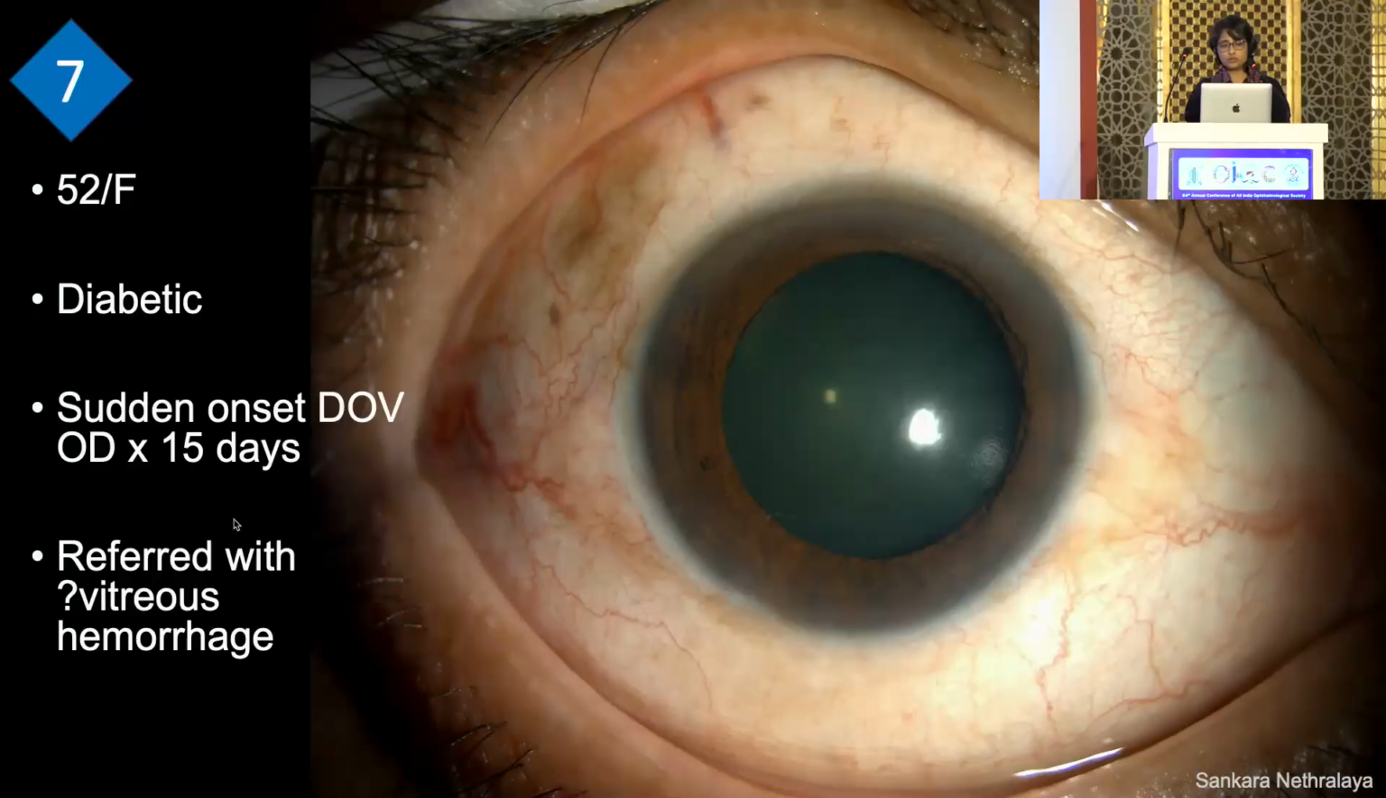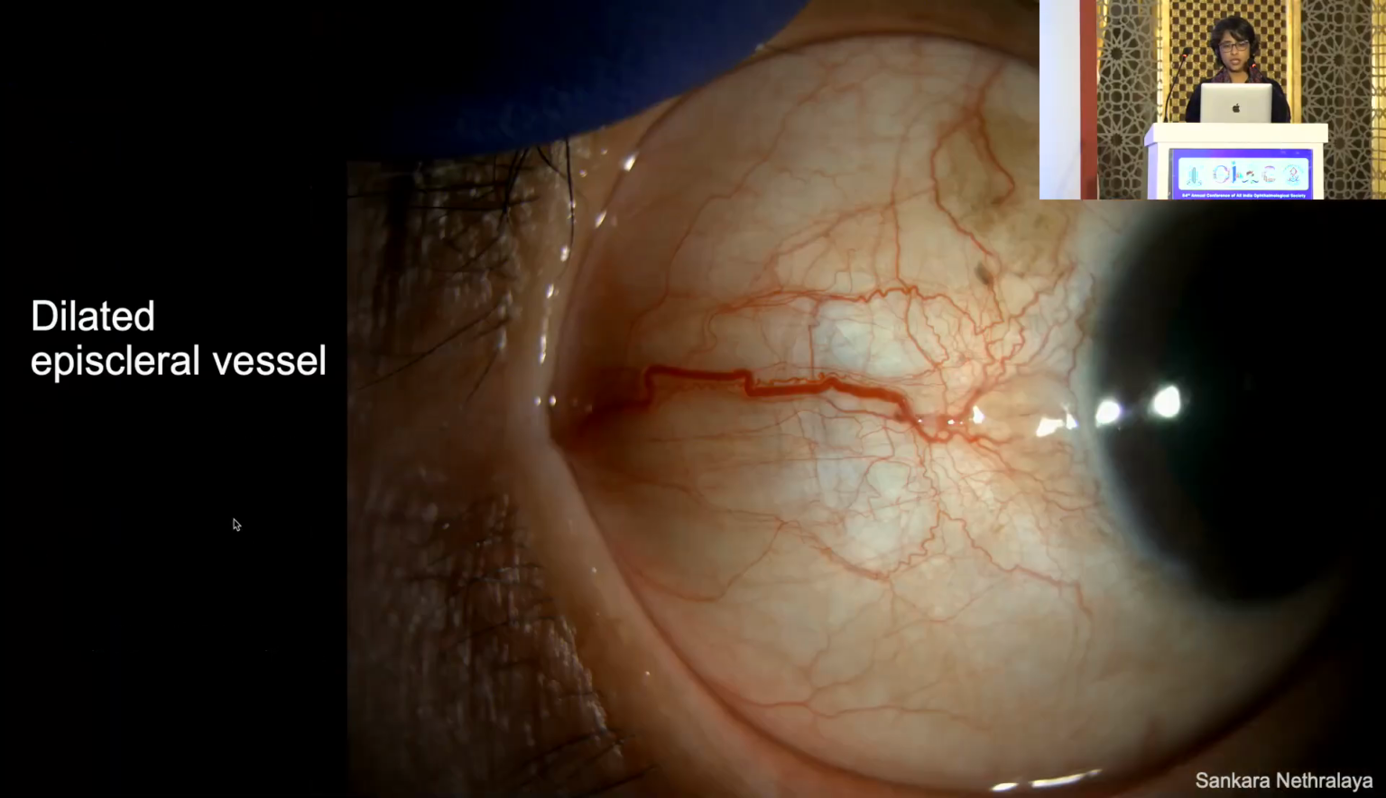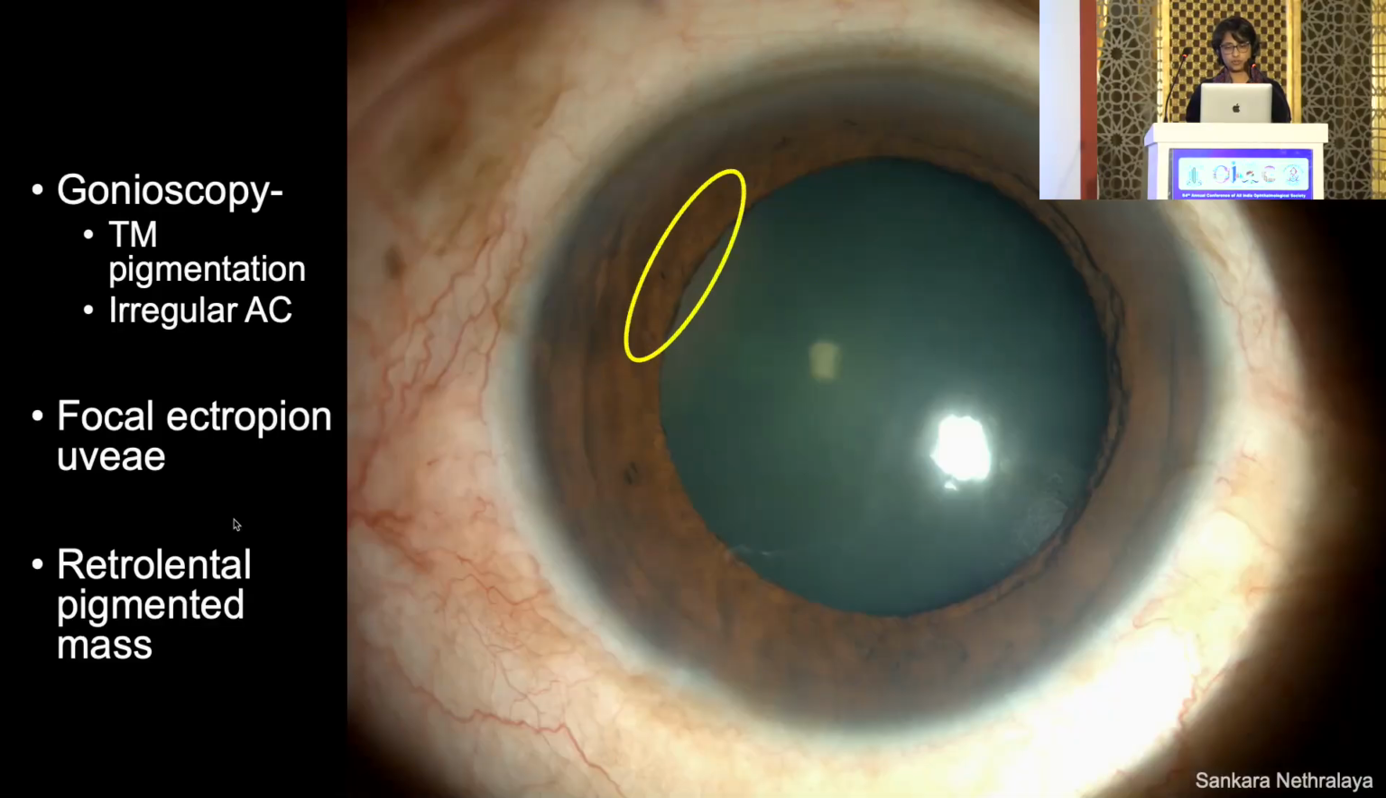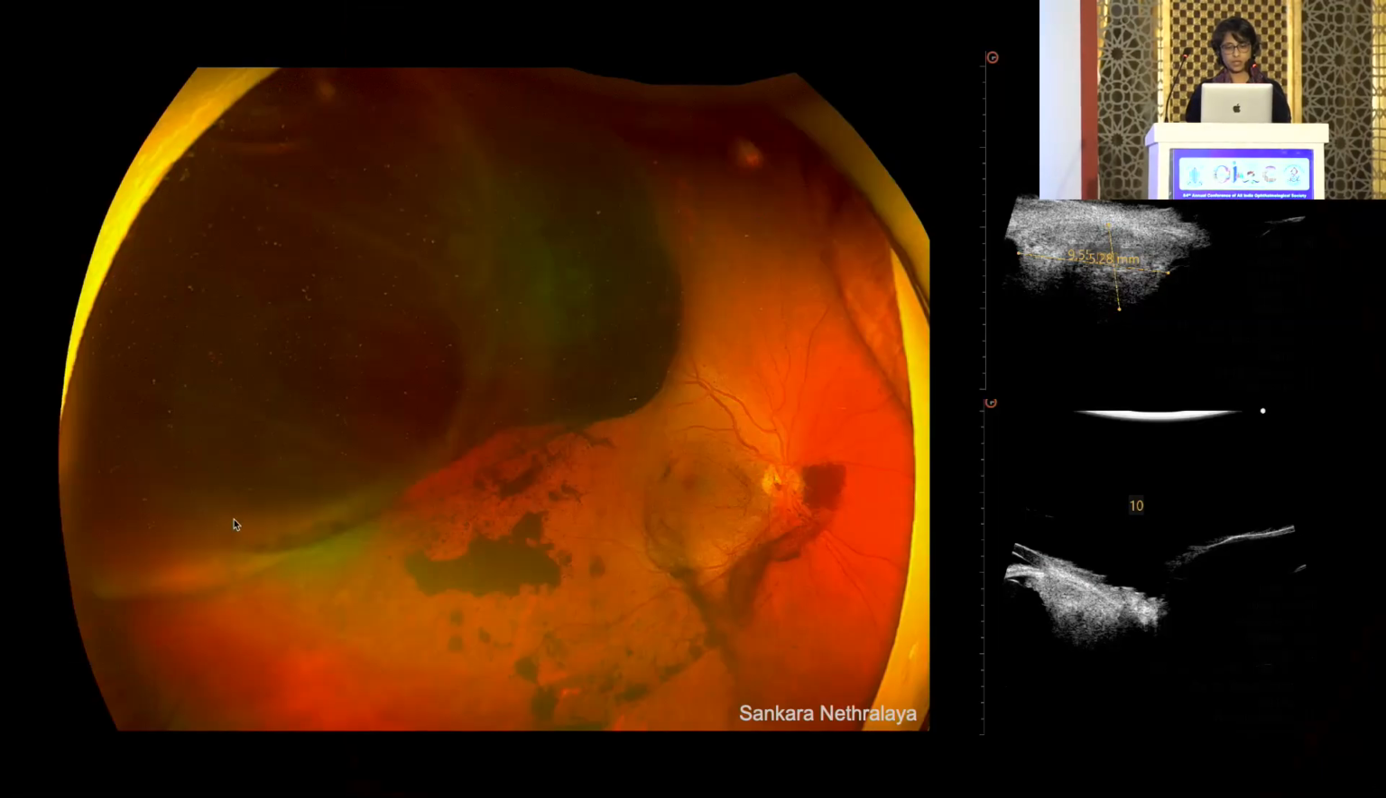Now, a 52-year-old diabetic female, sudden onset diminution of vision in the right eye, and she was again referred as a case of vitreous hemorrhage. Now, let's look at this. What is this? It's a dilated episcleral vessel. Along with that, there is focal ectropion uvea and a retrolental pigmented mass. And that showed a ciliochoroidal melanoma. UBM is important in this case to assess the size.